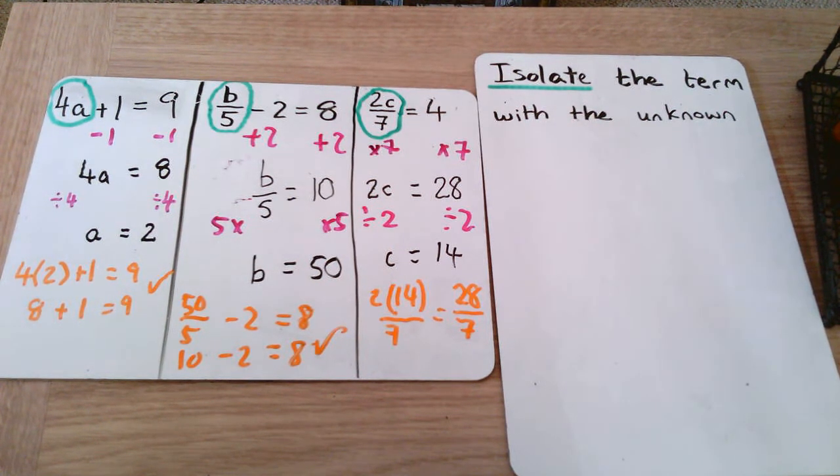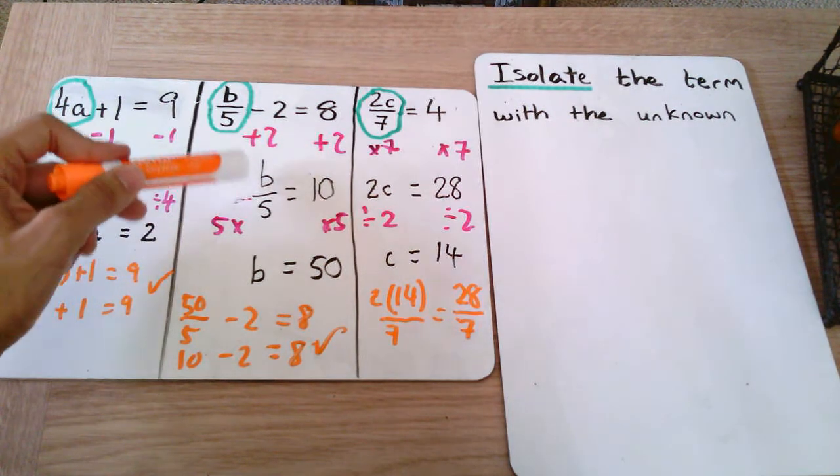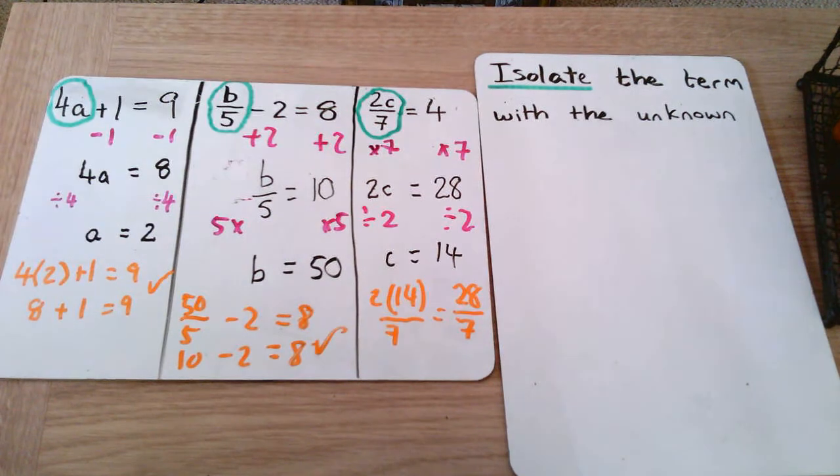So let's just review, go back to the beginning. The aim when you're solving equations, when they are not one step, when they are 2 step or even more steps, is to isolate the term with the unknown first. Get the unknown on its own. Here it was 4a, here it was b over 5, here it was 2c over 7, and then solve from there.